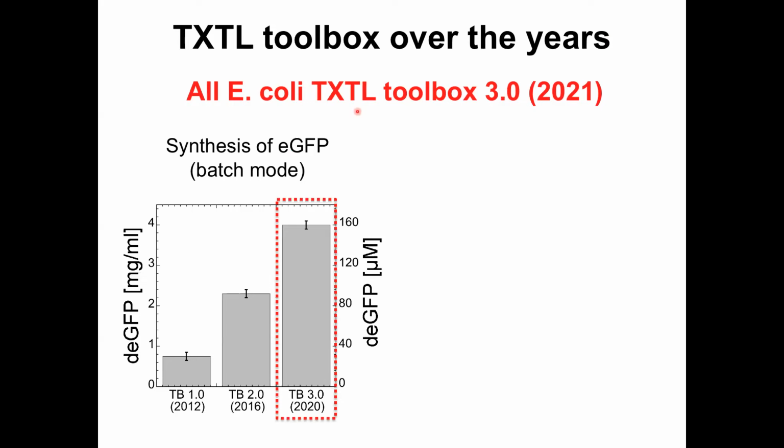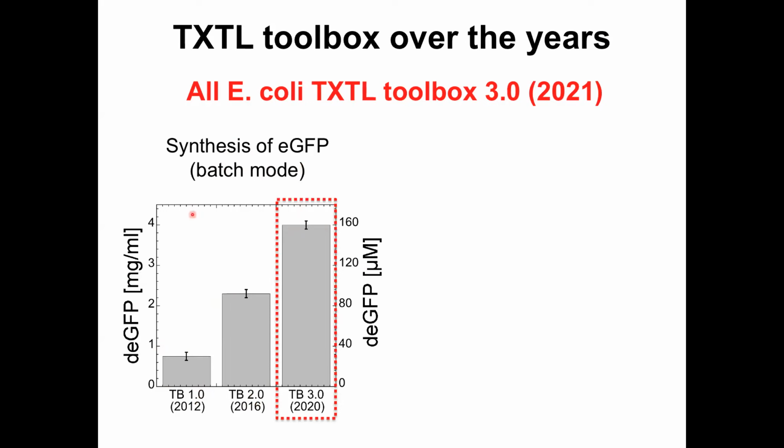Let me give you 2 characteristics. With toolbox 1, we were at barely 1 milligram per ml of GFP in 2012. We are a little bit more than 2 mg per ml in 2016, and we have reached 4 mg per ml. It's batch mode, it's not continuous mode. 4 mg per ml in the past few months. It's one of the results in the toolbox 3.